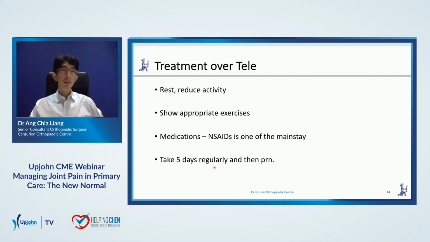So many patients tell me that they say, oh, if for example, I have no pain tomorrow, do I still take the medications? And then I tell them, yes, based on your condition, I think you have an ankle sprain. I think it's better to take it 5 days regularly, and then followed by PRN. Now, as you have mentioned, NSAIDs is one of the mainstay of treatment for joint and orthopedic conditions.